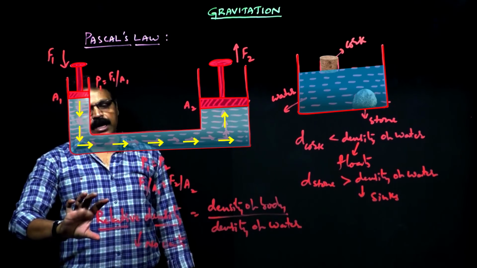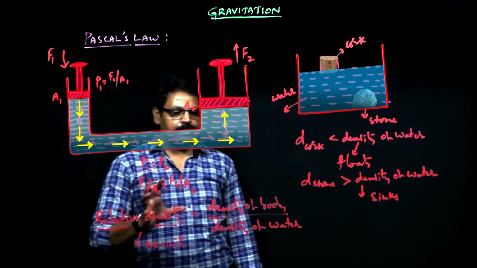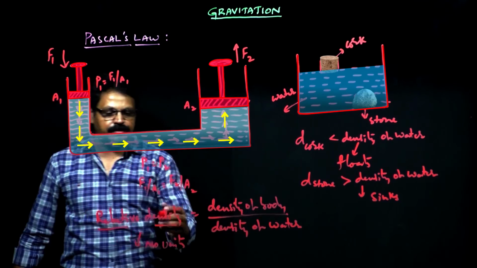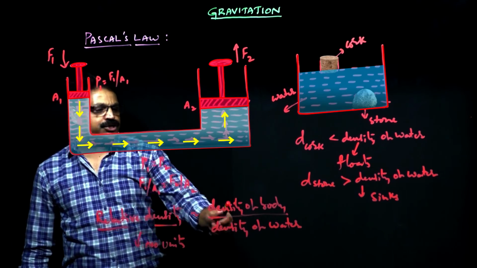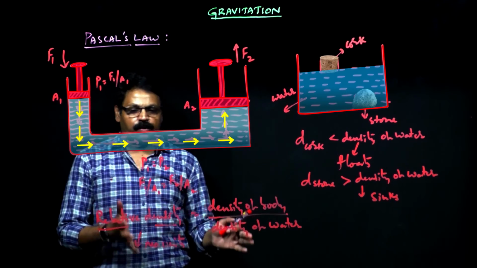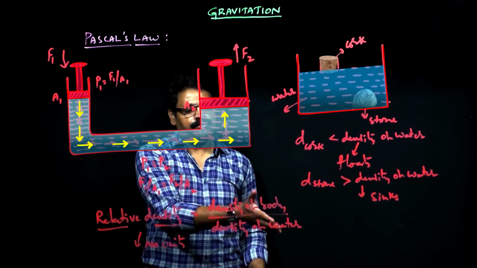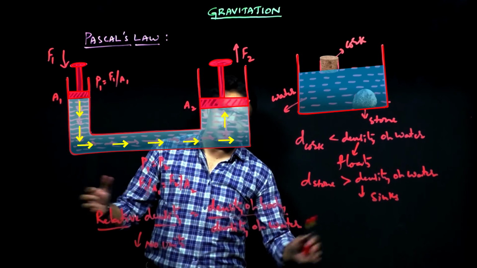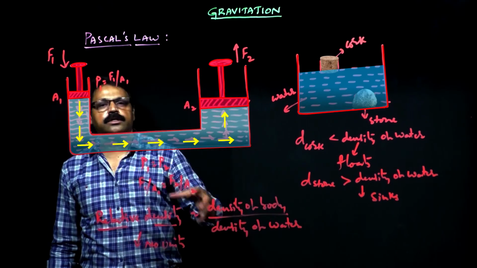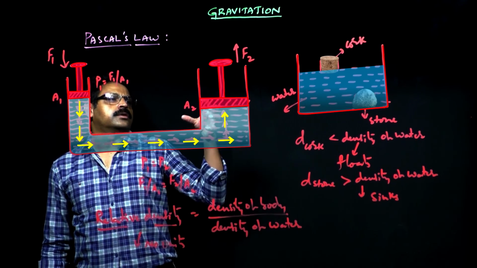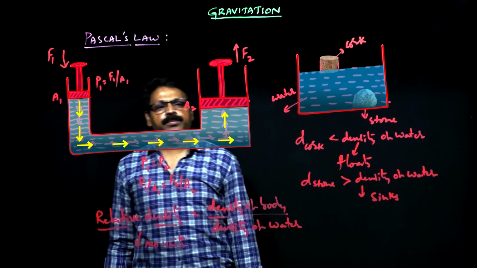And the last term that we can define over here is, what does it mean by relative density? Relative density is nothing but the ratio of the density of a body, whatever body you are taking, and the density of water. Since it's a ratio, it has no units. So these are the terms we need to associate with fluid pressures.